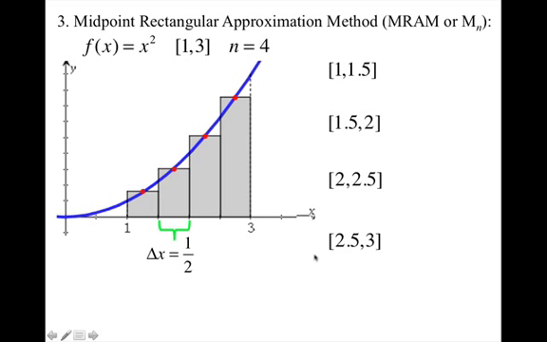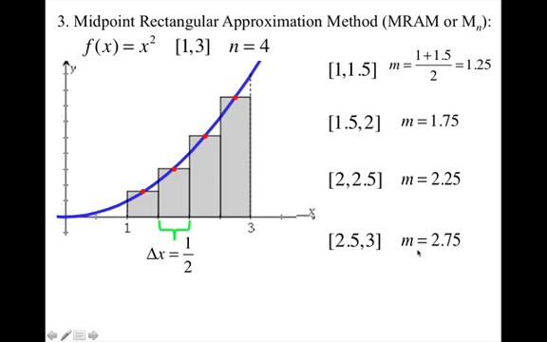Now, same intervals, but this time to get the x value between the first interval, 1 to 1.5, I have to find the average. So if I add up 1 plus 1.5 and divide by 2, I should get 1.25. So that's the x value I'm going to plug in to my function to get the height of the rectangle. And I'm going to keep doing this. So the midpoint between these 2 x values is 1.75, and I keep going. And each of these are going to get plugged into the x squared.